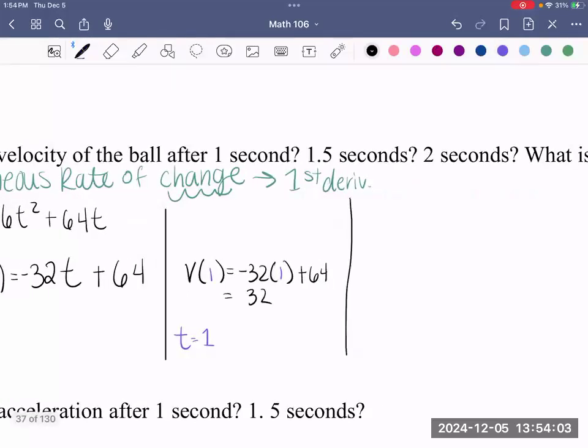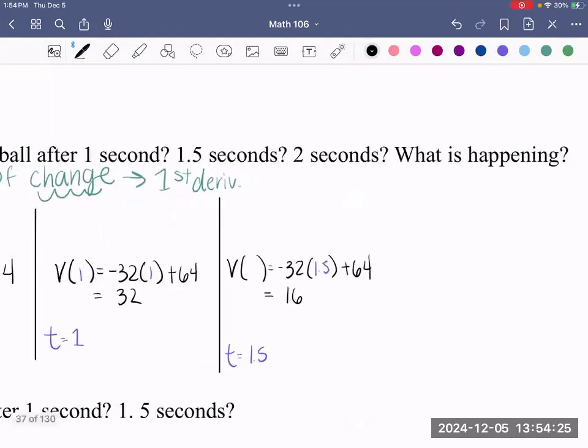If we did it again, when t is at 1.5, what are we going to see when it comes to your velocity? Can you give it a guess? So we should get 16. So now that's 16 feet per second, and these are feet per second.